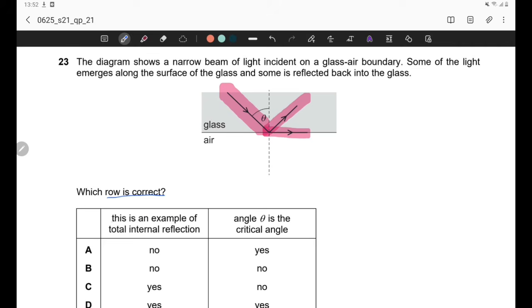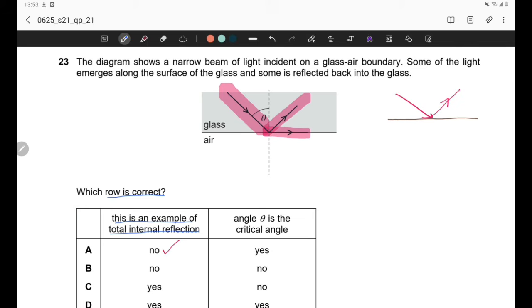Option A. This is an example of total internal reflection. That is wrong. If it is total internal reflection, it means all the rays which are falling on the boundary will reflect back. Totally all rays will reflect back. That's why it's called total internal reflection. But here we can see only a few of the rays are reflecting. The remaining are all passing through the boundary. So this is not an example of total internal reflection. Therefore, no is correct, because here only a few rays are reflecting, not all the rays.